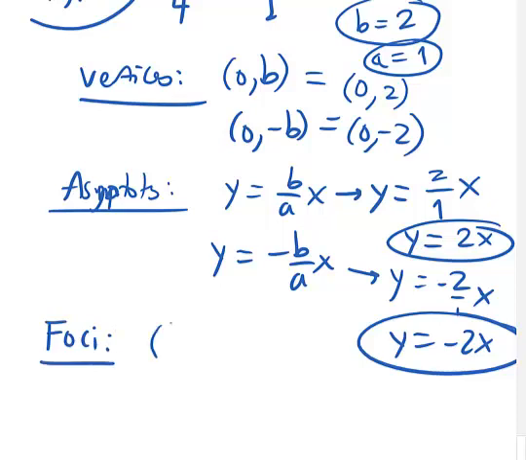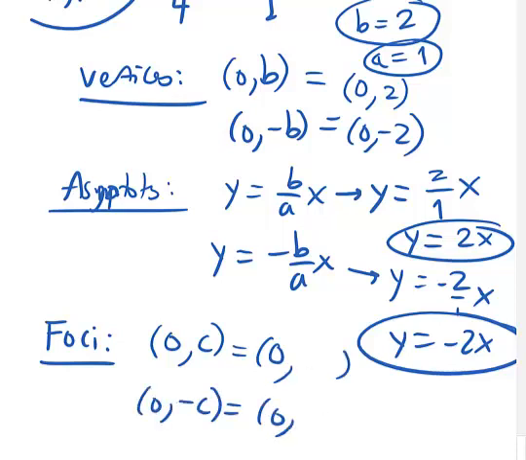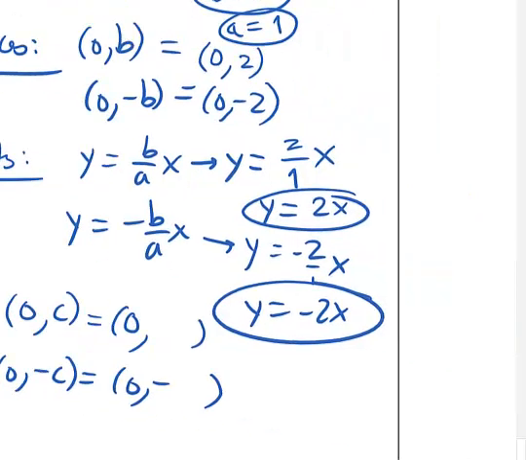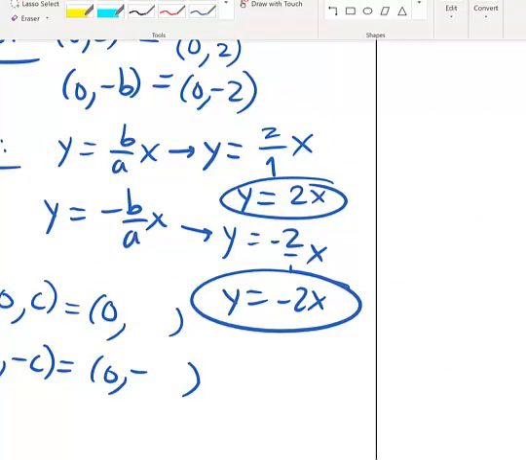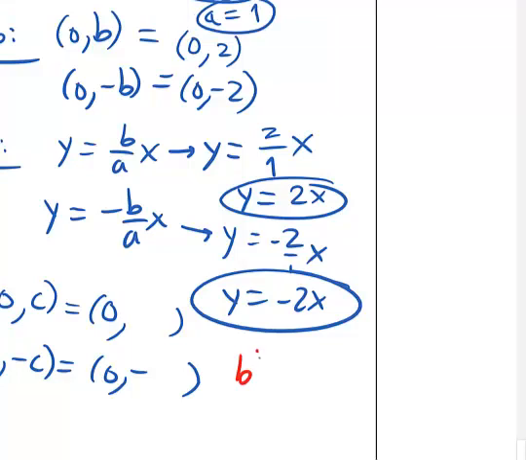Since this is the vertical type, it should be 0, c, which is 0, comma something, and then 0, comma negative c, which is 0, comma negative something. But to figure out what c is, I need to substitute those a and b values into my favorite equation. b squared equals c squared minus a squared. b was 2, c we don't know, a was 1.